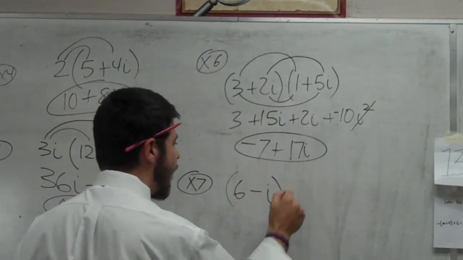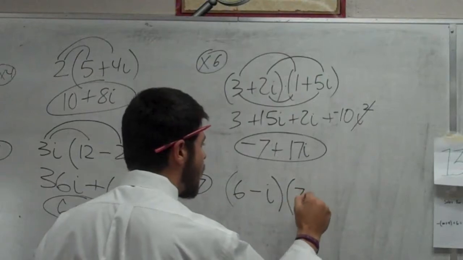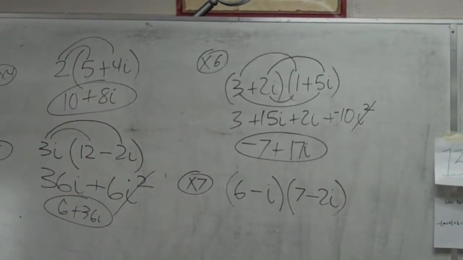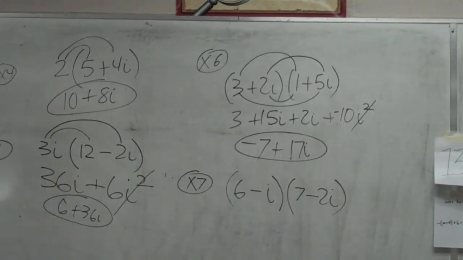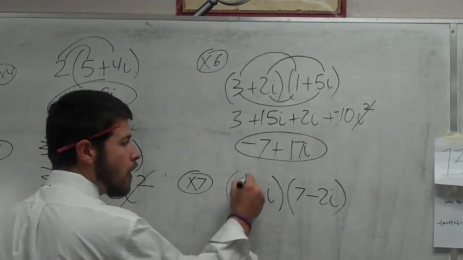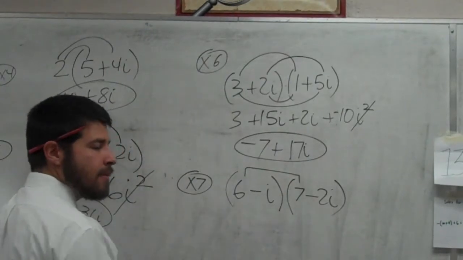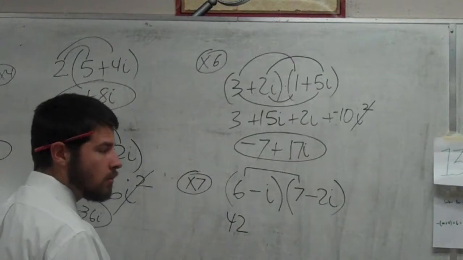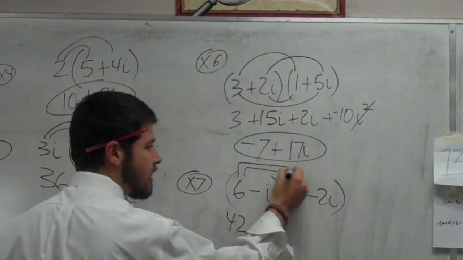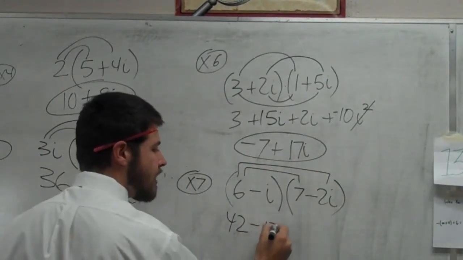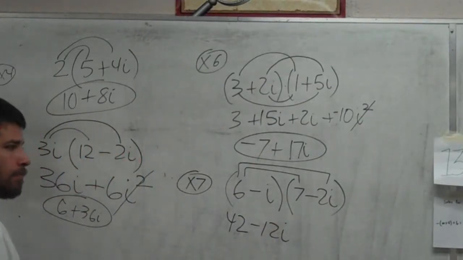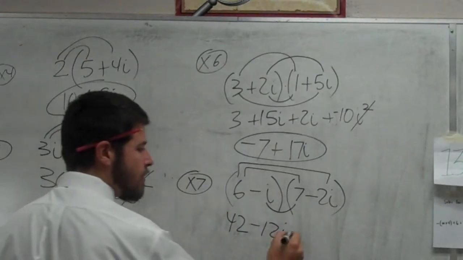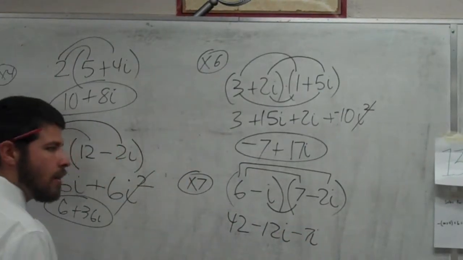6 minus i times 7 minus 2i. Let's FOIL. First times first, 6 times 7 is 42. Okay. Outer, 6 times negative 2i is negative 12i. Okay. Inside, negative i times 7 is negative 7i.